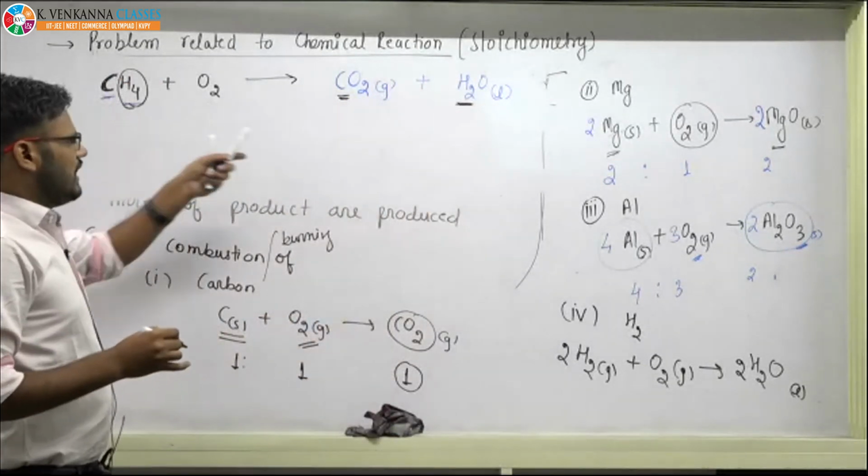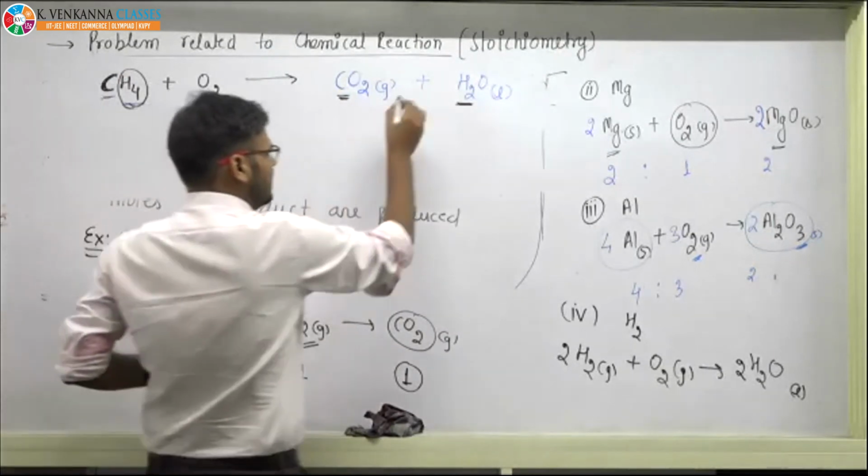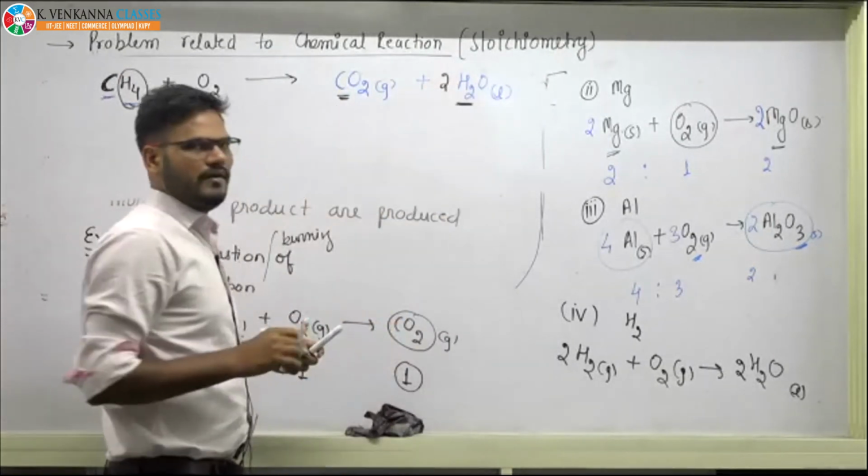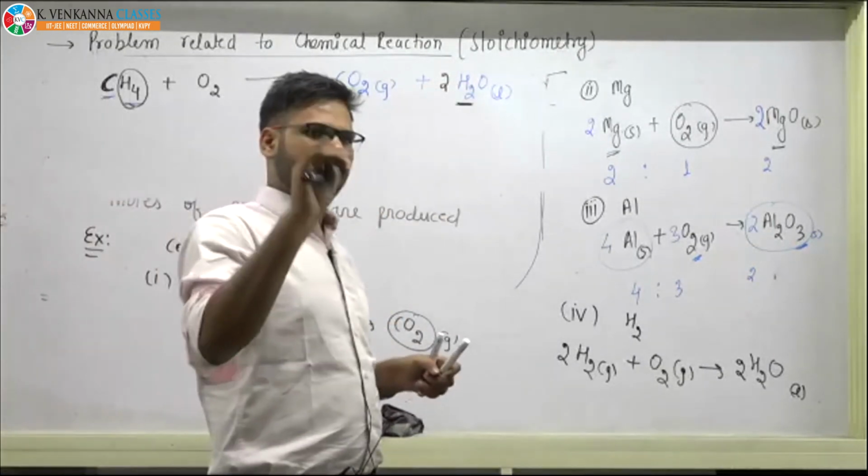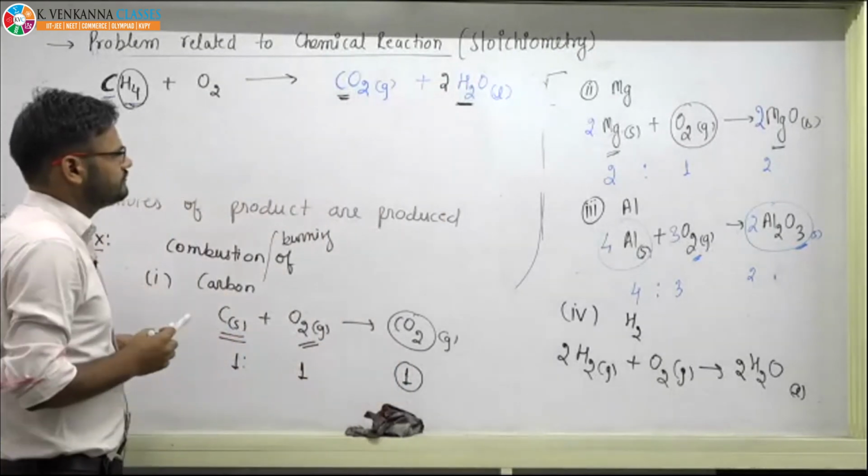So it is not balanced. Hydrogen are not balanced. So multiply by 2. Now if you have multiplied by 2, you will get 4 hydrogen. Is that okay?